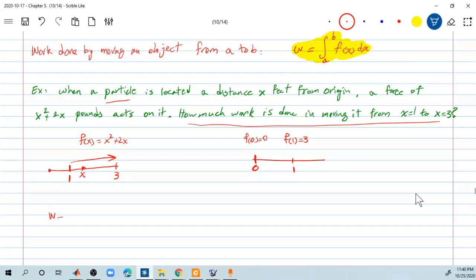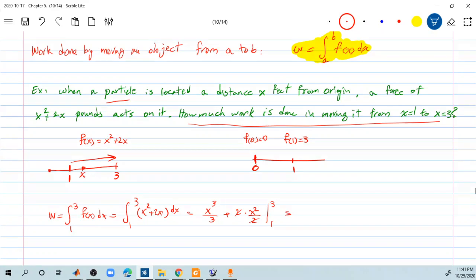What you can calculate is through this integral from 1 to 3 of the force function, x squared plus 2x dx. And at this point on, it's just integration. The antiderivative is x cubed over 3 plus 2 times x squared over 2. You can cancel out these. Evaluate it from 1 to 3.